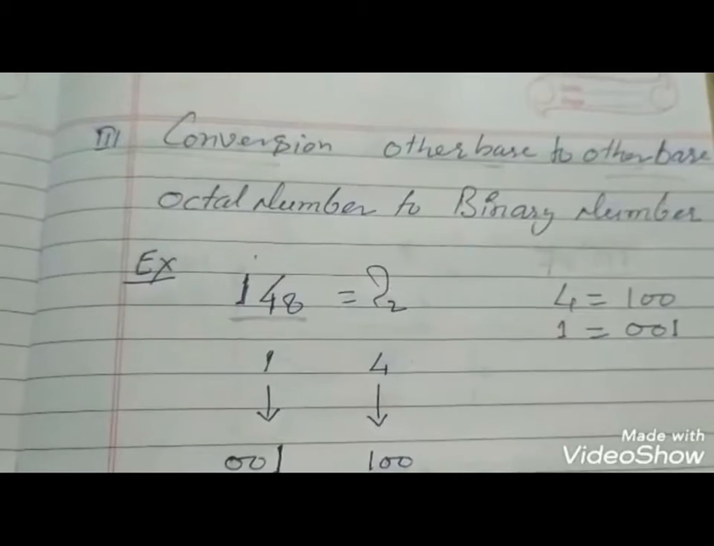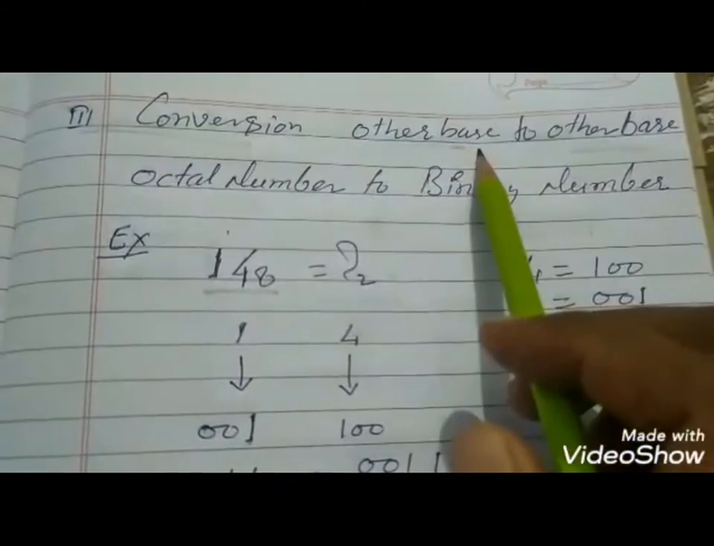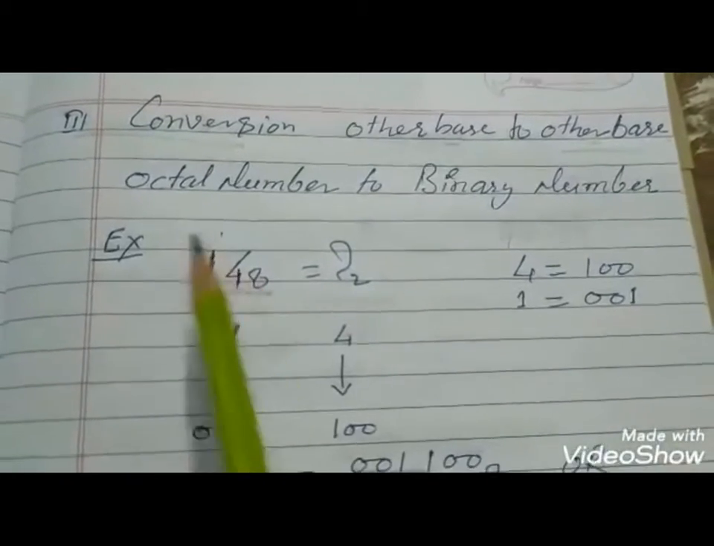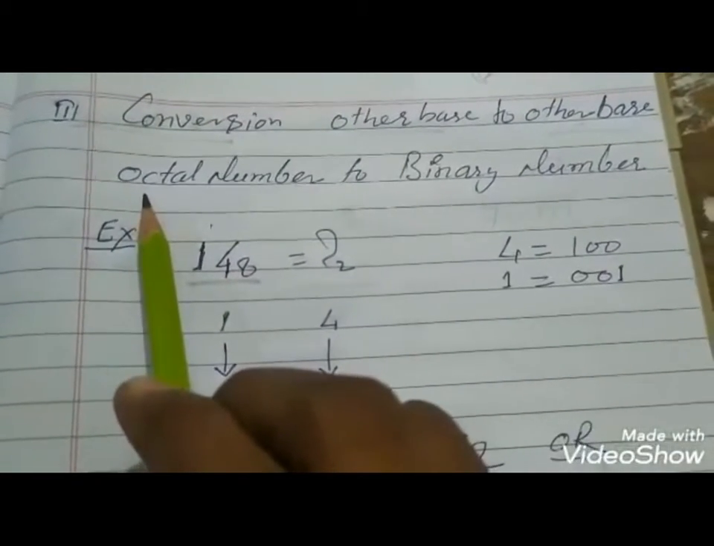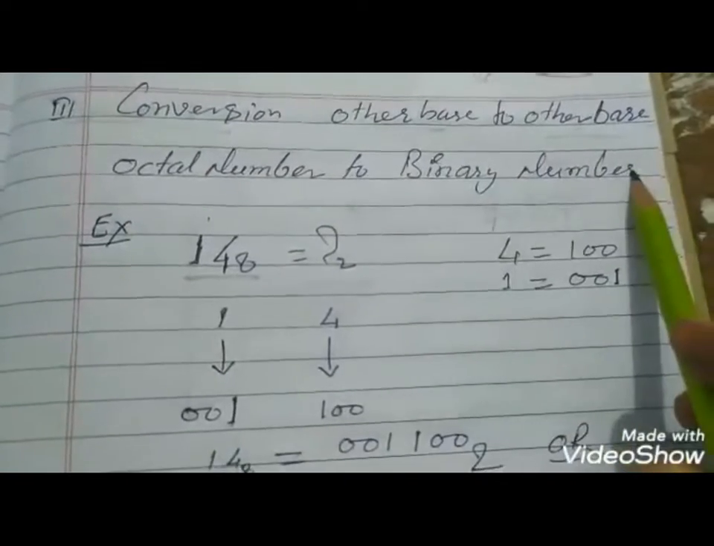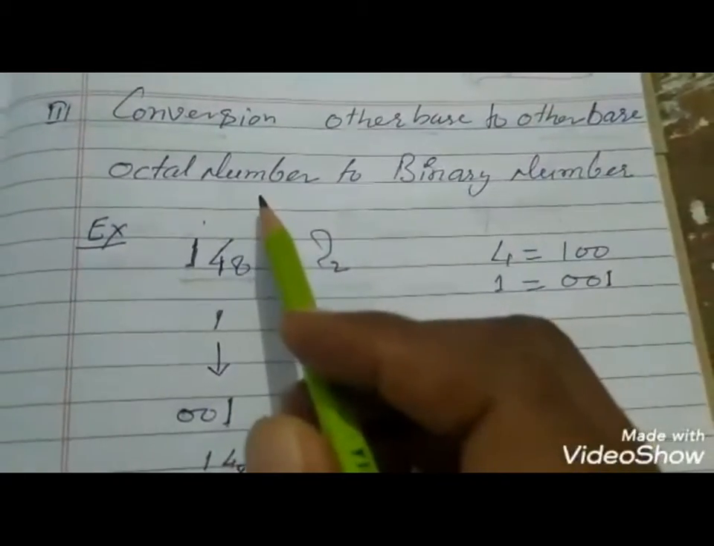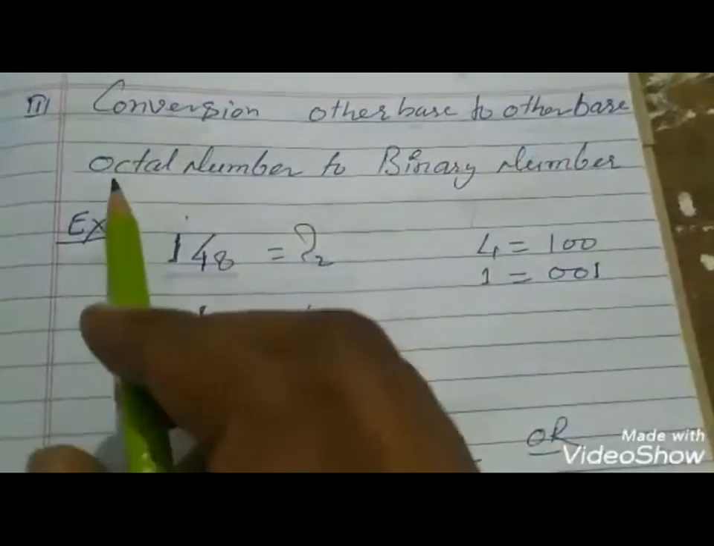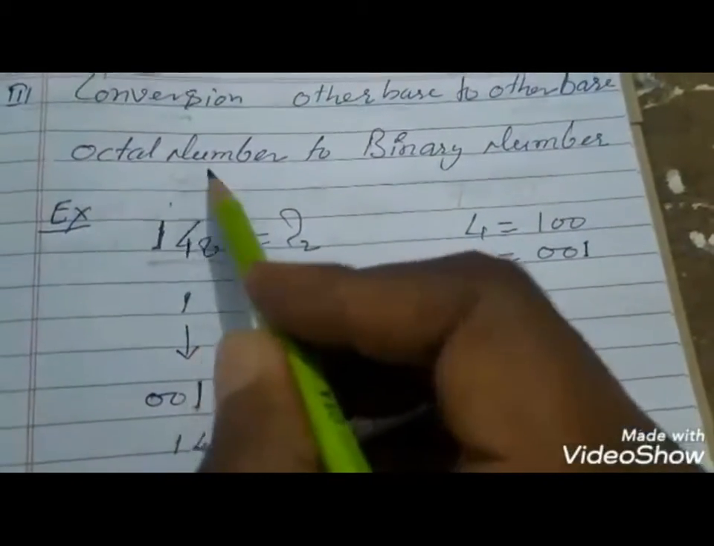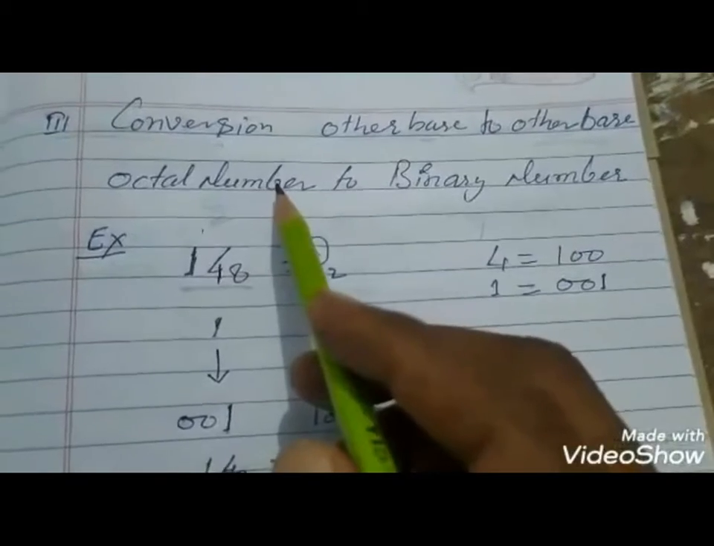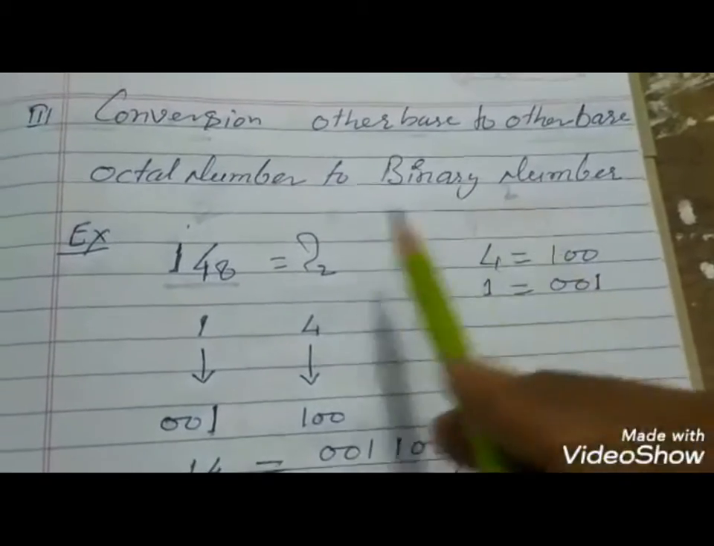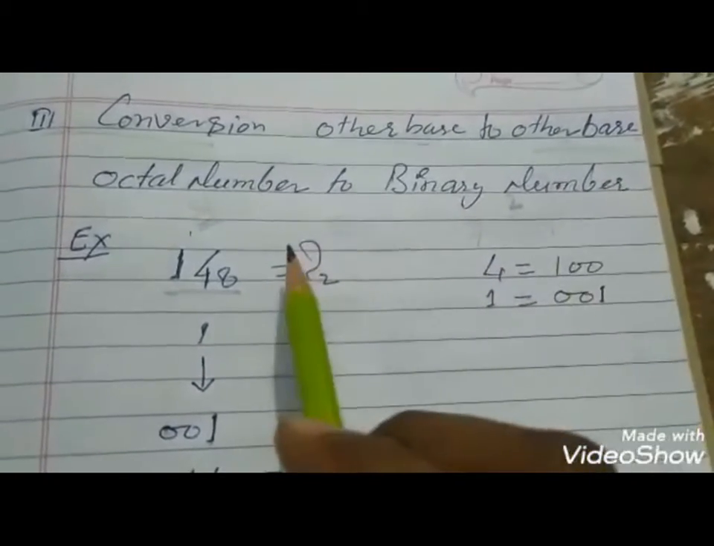Now next is the third type of conversion. In this section we convert any number system to any other number system, meaning there is no decimal. First we want to convert an octal number to a binary number. Octal is a higher number system and binary is a lower number system. Why is it higher? Because it has 8 different digits, so we can call it higher. And binary has only 2 different digits, so we can say it is a lower number system.